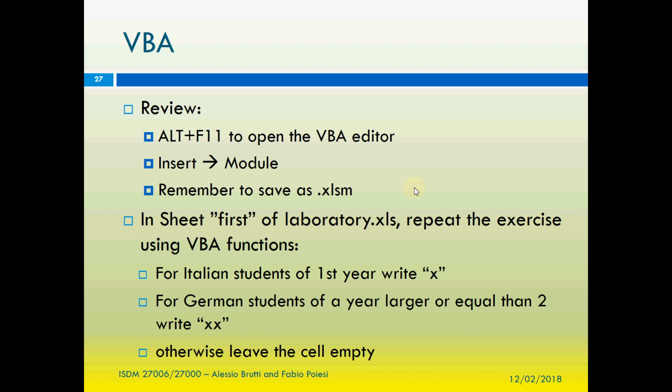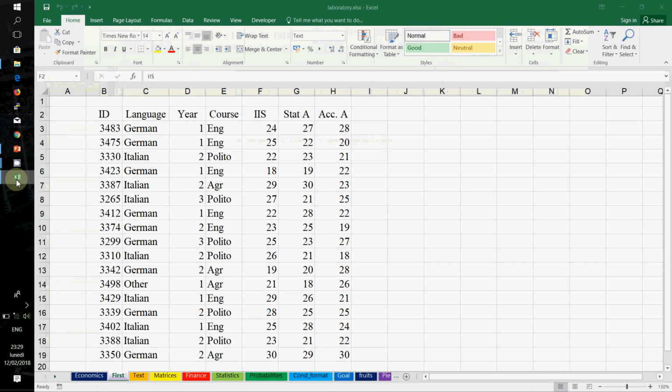So our exercises on Visual Basic are in section 2 of the exercise book. However, let's start with something very simple. So let's try to repeat the exercise we did on sheet first of laboratory.xls using a Visual Basic function. So let's see again what the laboratory sheet first of our laboratory documents contains. So this is our worksheet. You see, I remind you, we have this small data set about students.